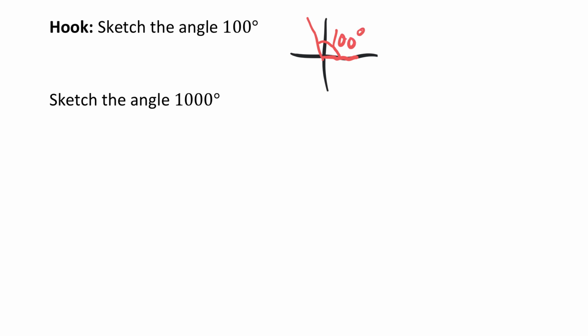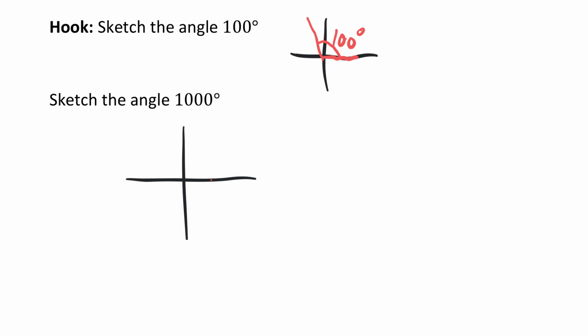But what about something like 1,000 degrees? Well, again, we could start with a little XY axis, but if we were to sketch anything more than 360, we're going to go all the way around, right? Something like this would be 270 degrees. And if we went all the way around, we'd have 360 degrees. So how do we sketch 1,000 degrees?